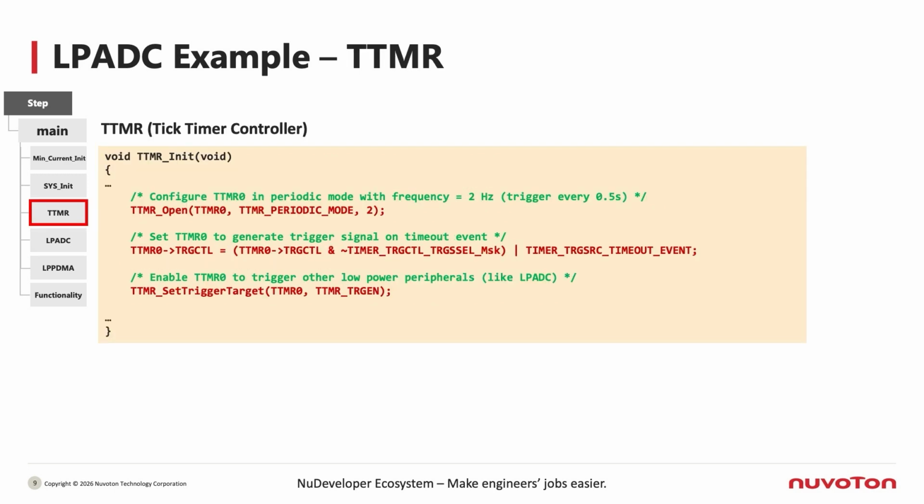Next, let's look at the timer configuration. We set the tick timer to periodic mode, counting every 500 milliseconds. When the count completes, it automatically triggers the low power PDMA to start transferring data. Again, this whole process happens without any CPU involvement.